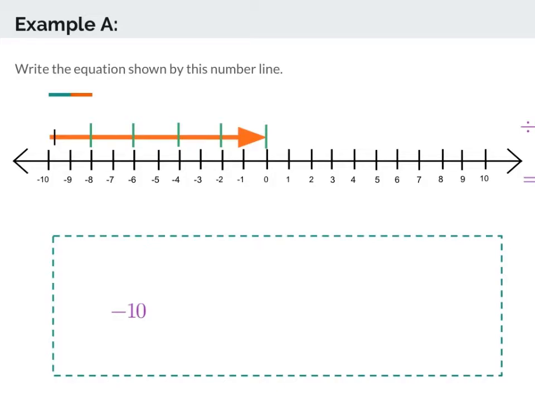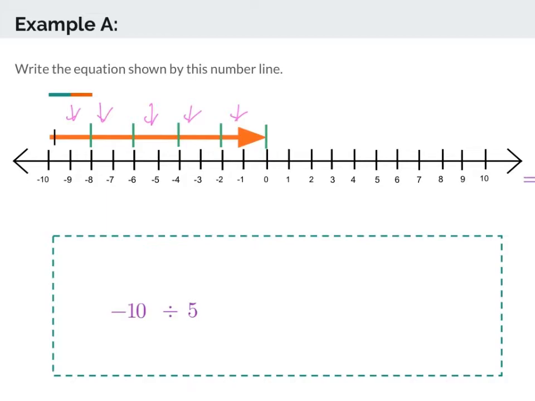Now the question is, how many times did it divide my number line? I divided my number line into 1, 2, 3, 4, 5 sections. So I know that I divided -10 by 5. And when I do that, I have to figure out what is between each one of my sections.